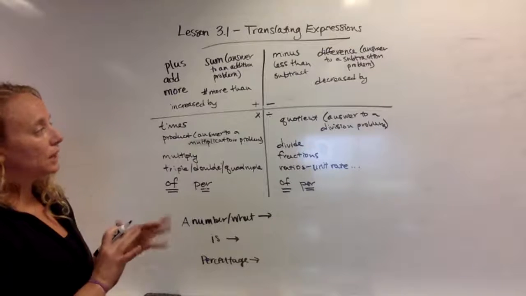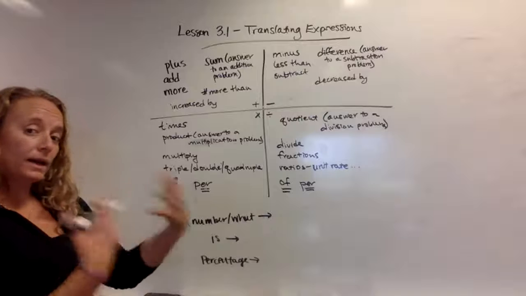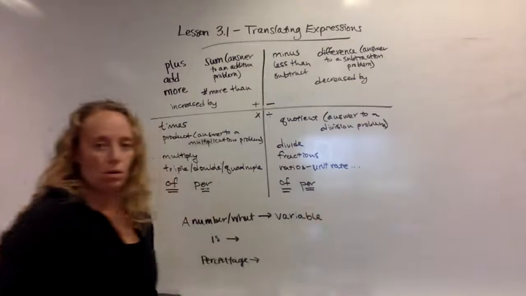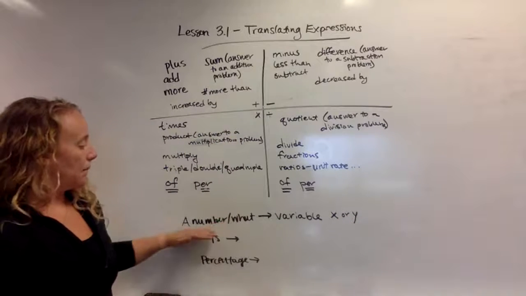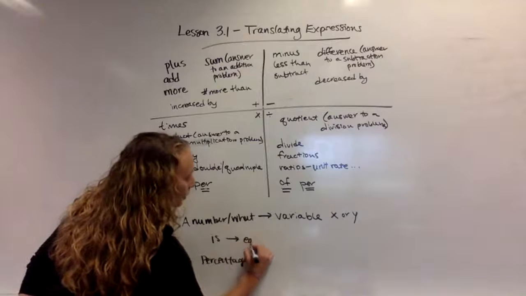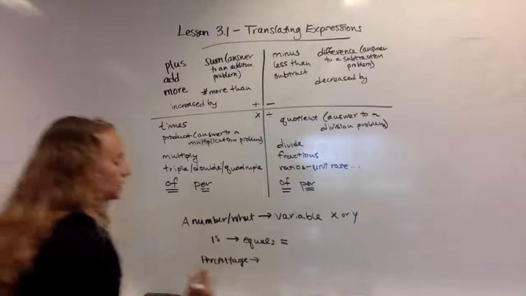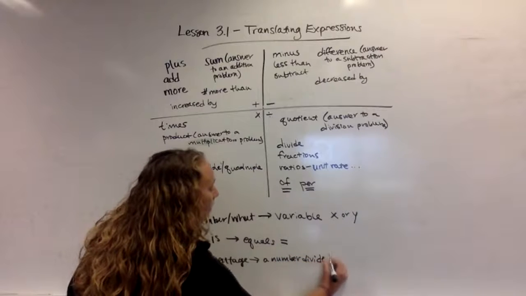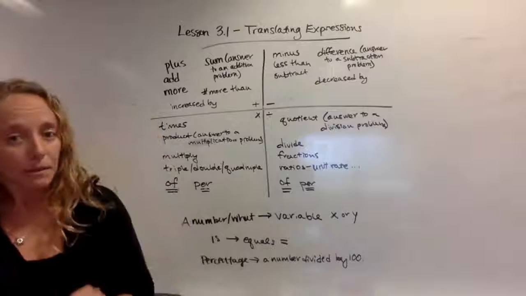The very last things that we would potentially need to translate are things like this: a number or what. When you see a number, or if you see what, I want you to automatically think this means variable. That means you have something that you don't know. So you want to think of that as x or y of an equation. A number or what, I want you to think immediately, oh, that's where I put my variable. Is is another word for equals, so you want to substitute an equals sign in there. And percentage means a number divided by 100. So if you see percentage, you want to think instantly, oh, I need to divide by 100.